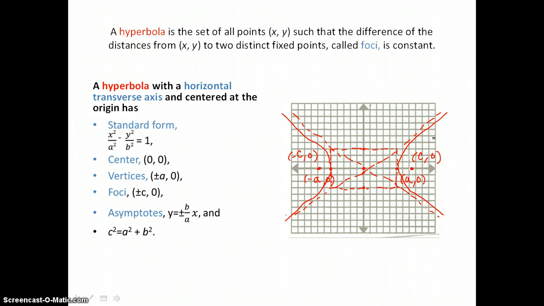Now by definition, any point (x, y) on this hyperbola, the difference of the distances from those foci is always constant. That's what forms the branches of the hyperbola. Again, the difference of those distances is constant.